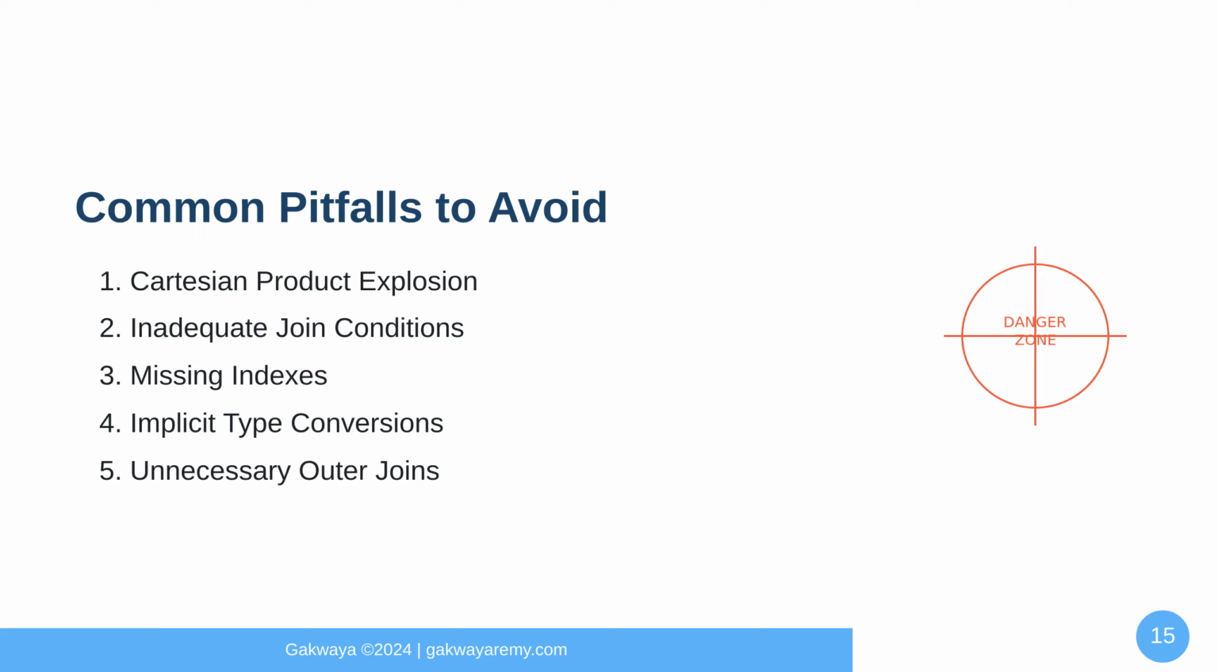Being aware of these common pitfalls can save you hours of debugging and performance issues. A Cartesian product can explode your result set size exponentially. Always check your join conditions. Missing indexes are like trying to find a book without knowing which shelf it's on. Implicit type conversions can silently kill performance. And using outer joins when inner joins would suffice adds unnecessary complexity. Remember, every join should have a clear purpose and be properly optimized.